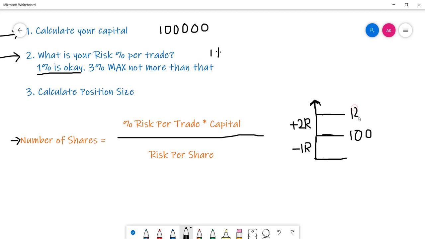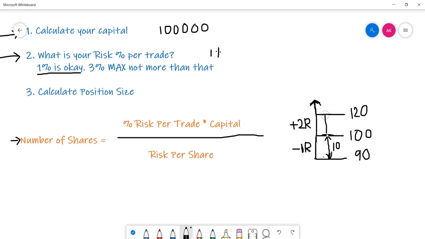You are targeting 120 rupees and your stop loss is at 90. Here R means the risk. The percentage of our risk is what we determine as 1R. So here 1R is our 1%. How much are we actually risking? You are risking 10 rupees per share, 100 minus 90.